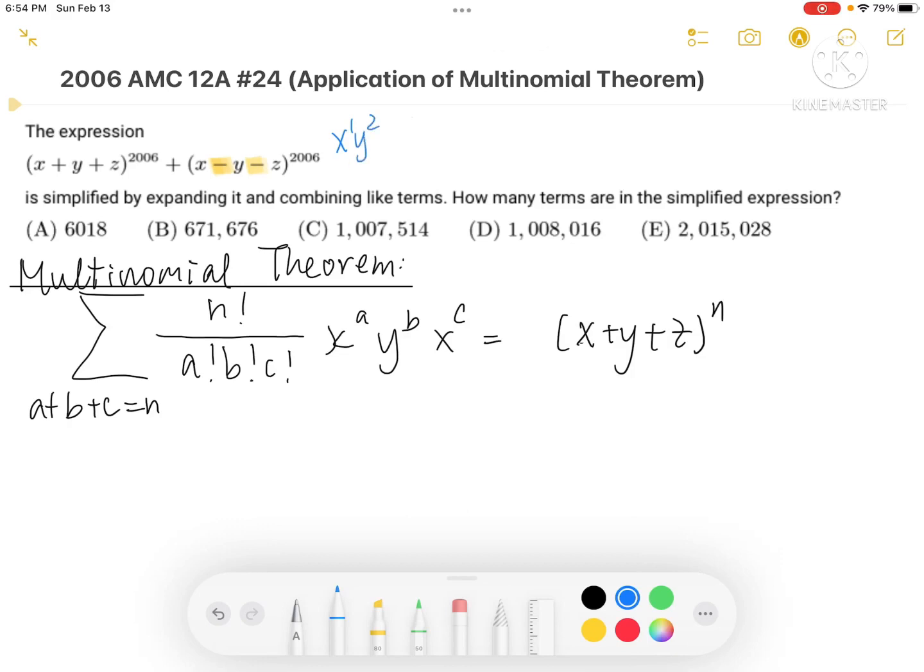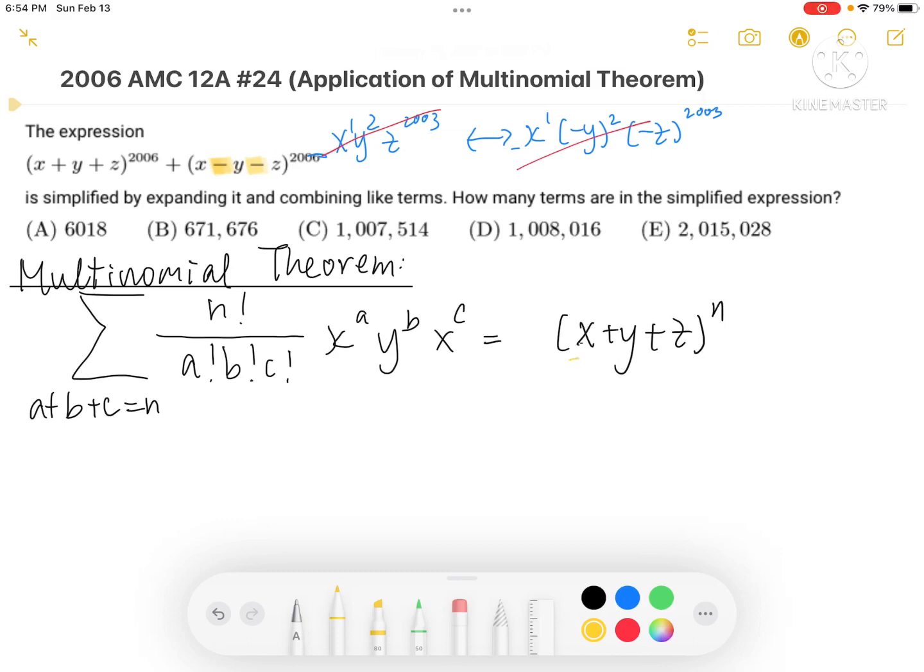For example, if we have x to the power of 1, y squared, z to the power of 2003, then it will cancel out with x to the power of 1, negative y squared, negative z to the power of 2003. They're complementary terms, so their coefficients are the same, so we know that they cancel out. This can be proven by the multinomial theorem, which I'll explain now.